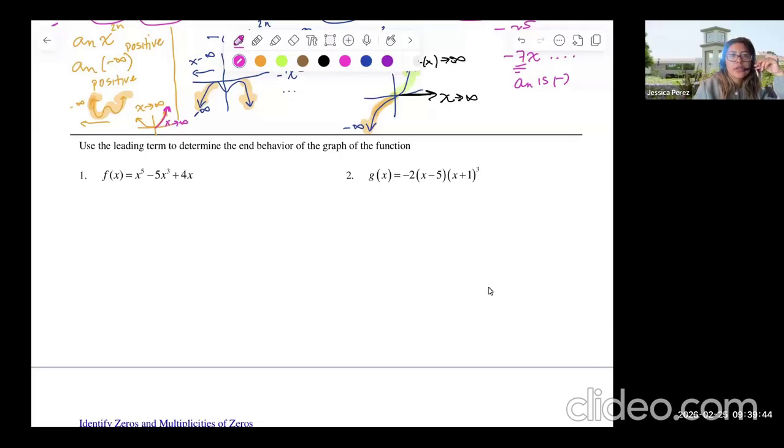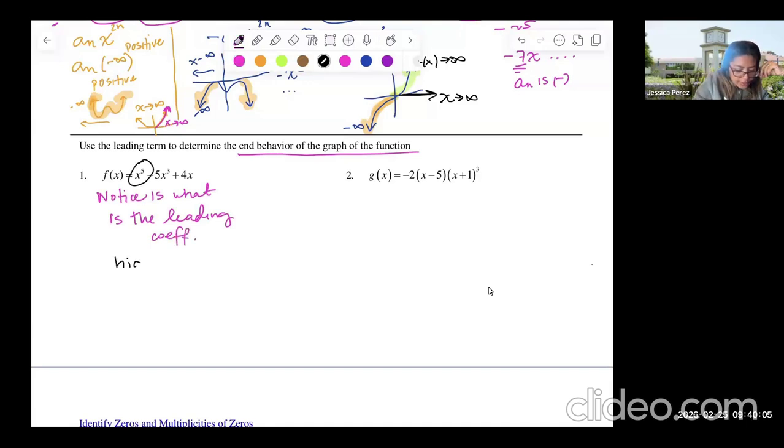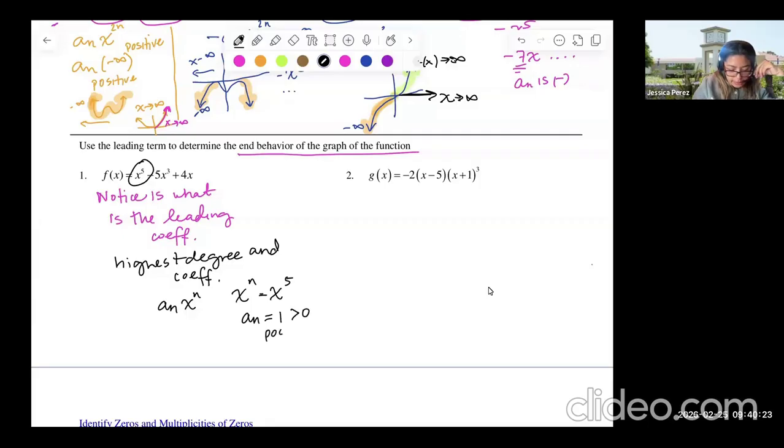Alrighty, so now let's go over some examples on how to determine the end behavior of a graph. So the first thing you have to notice, step one, is what is the leading coefficient? In this case, the leading coefficient is who has the highest degree and the coefficient. So in this case, a sub n, x to the n is x to the fifth power, and a sub n is 1. So 1 is greater than 0, that means it's positive, and n is odd.